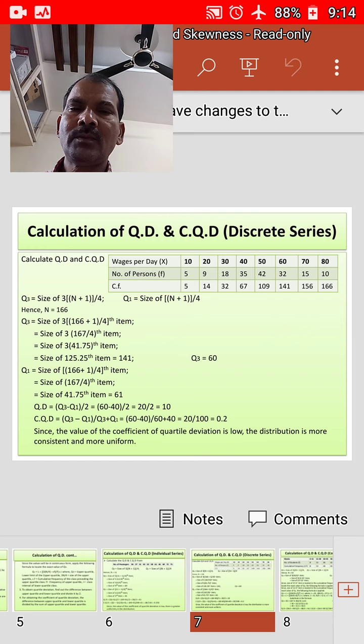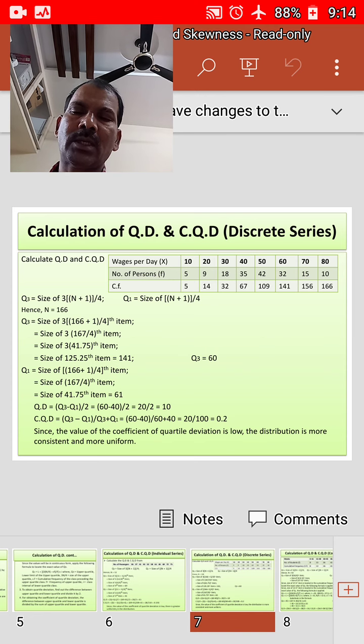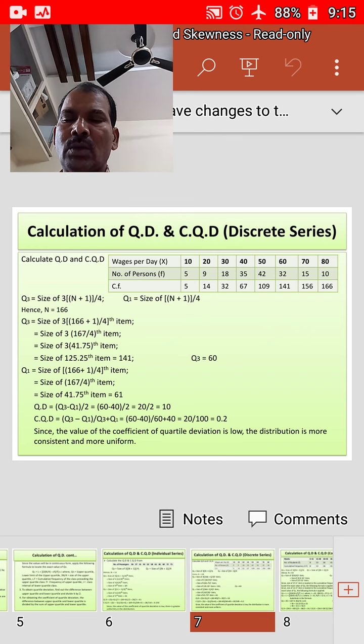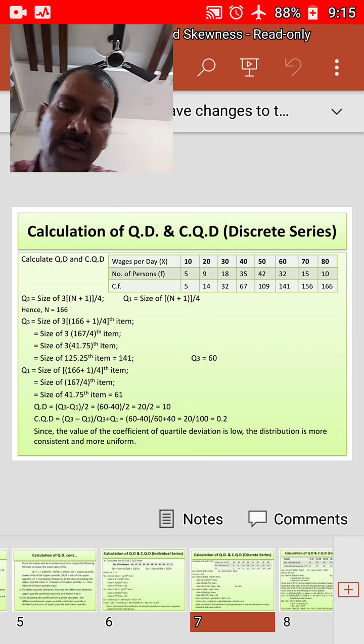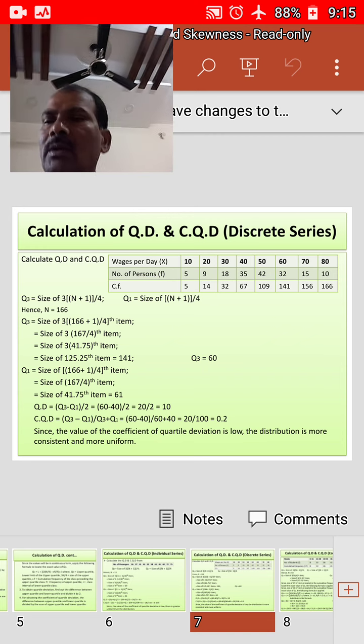Hence QD is equal to Q3 minus Q1 by 2. Here Q3 is equal to 60 and Q1 is equal to 40. Substituting the values, QD is equal to 60 minus 40 by 2, that is 20 by 2, which is equal to 10. The coefficient of quartile deviation is Q3 minus Q1 by Q3 plus Q1, that is 60 minus 40 by 60 plus 40, 20 by 100, 0.2. Since the coefficient of quartile deviation is low, the distribution is more consistent and more uniform. With this example we will come to know.